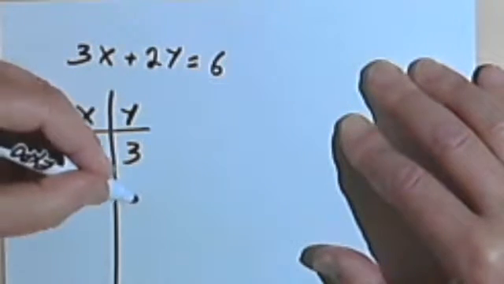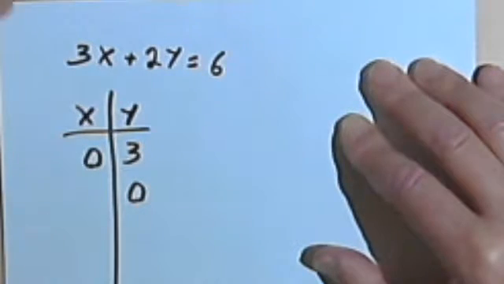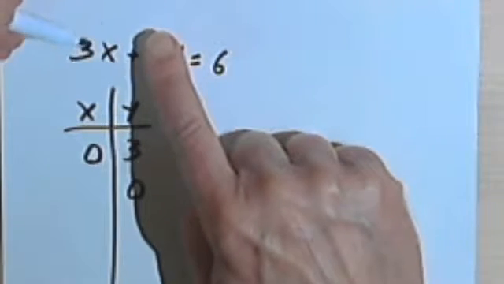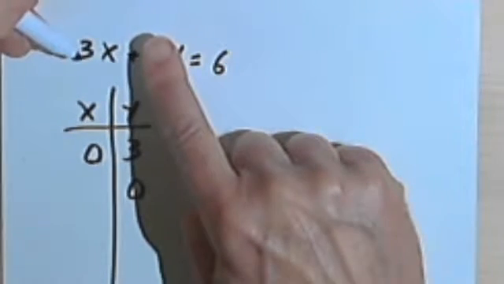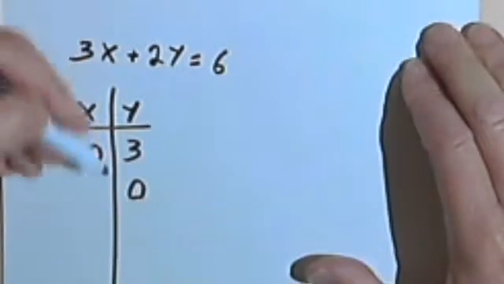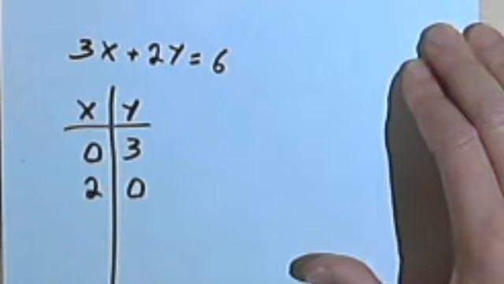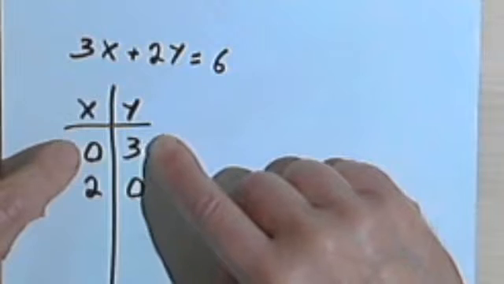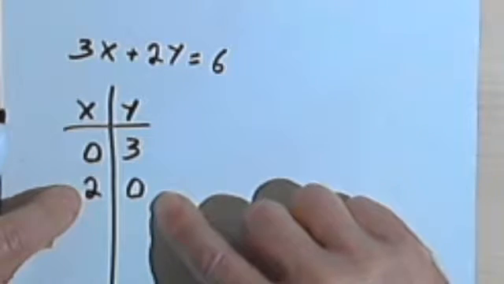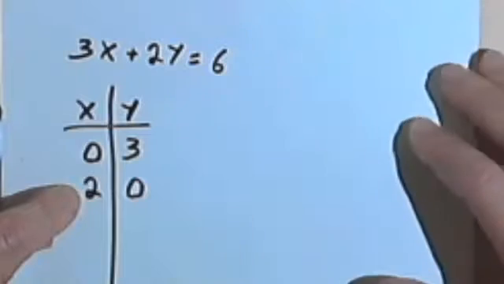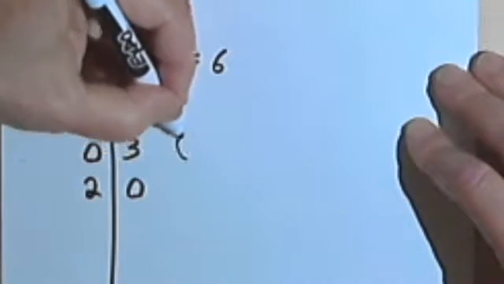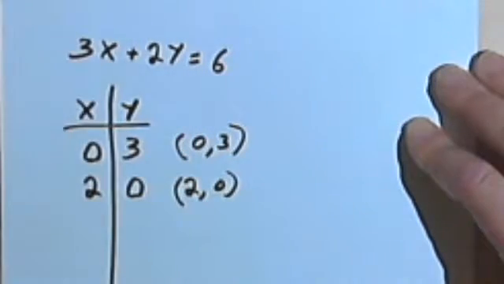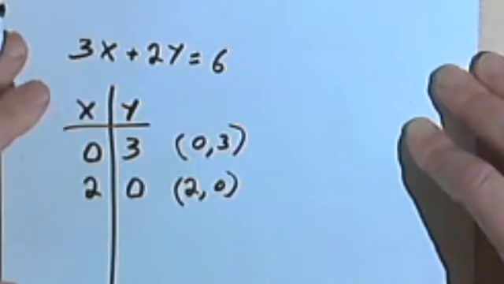Now, let's put a 0 over in this column. Well, when y is 0, it's as if I've crossed that out. I've got 3x equals 6. That just means I have to divide both sides by 3. So I'm going to get x equals 2. Okay, so these two pairs of numbers, 0, 3 and 2, 0, will be places on my graph. And if I wanted to, I could write them as ordered pairs, (0, 3) and (2, 0). Okay? Clear enough so far?